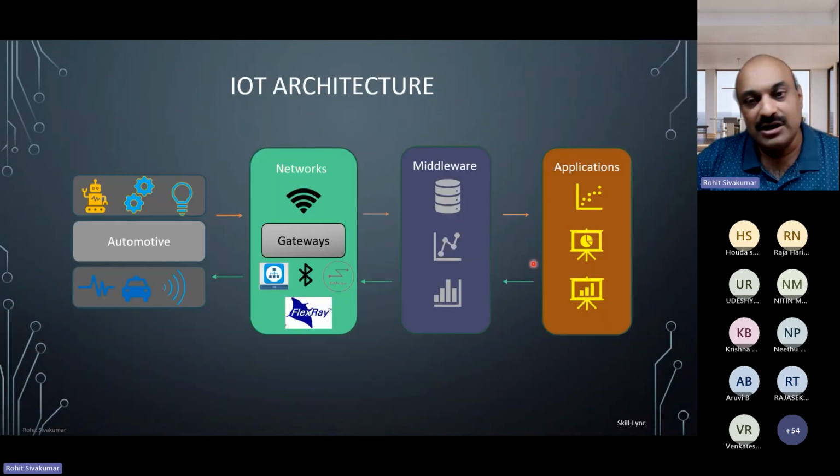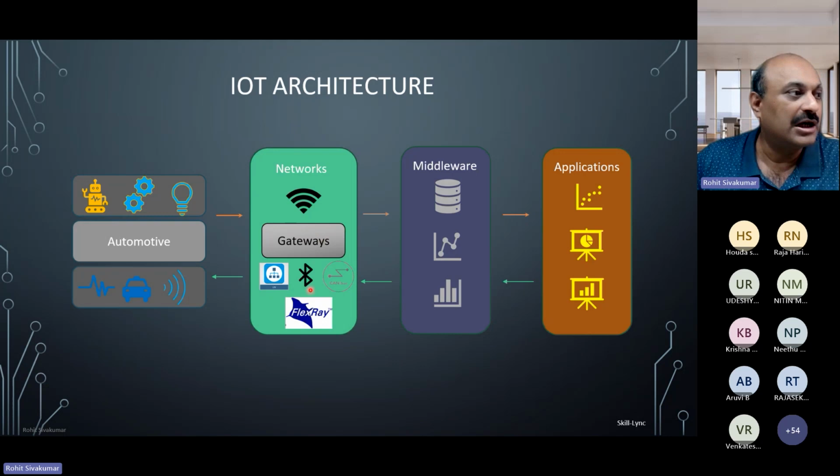So if you look at broadly the IoT architecture as a whole, it's all about sensors, end nodes, all that inside a vehicle, which we'll represent on the left side by this block. So the lights, the engine system, all the automation that goes around inside the automotive. This data needs to be pulled over the network. So when I say network, it's the car network.